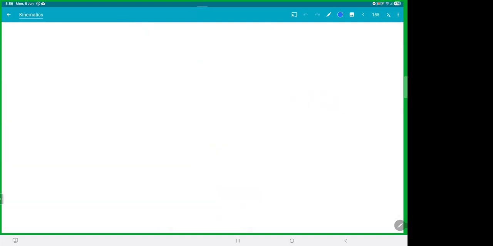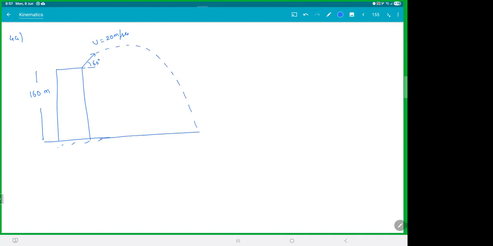I'll give you numbers so that you get used to it. We got a building here of height 160 meters. We projected a particle with u is equal to 20 meters per second at an angle of 60 degrees. So this thing goes here and lands on the ground. Let's call this A part. This angle is alpha. Find alpha.